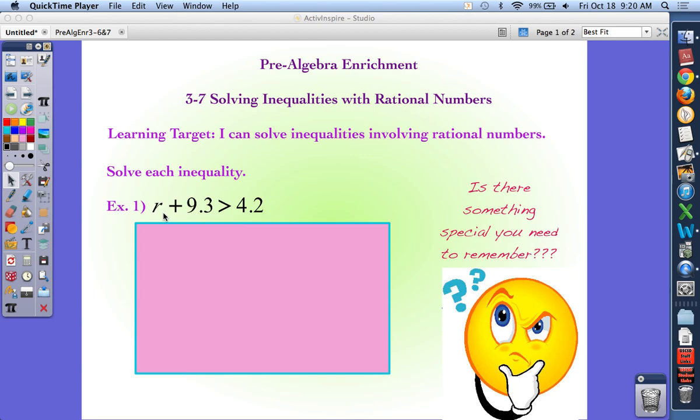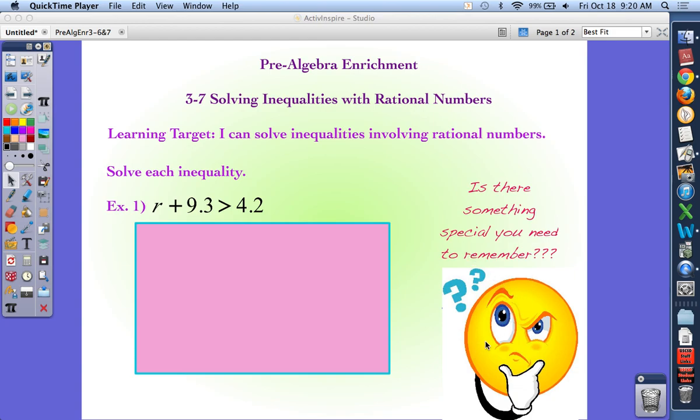So there's 4 examples on your note sheet. I want you to actually try all 4, and then you're going to press play and go through, and you'll see my answers. Before you do that, though, copy it on your target, and then notice over here on the right side, I have, is there something special you need to remember? Let's go over this before you try those 4 examples.